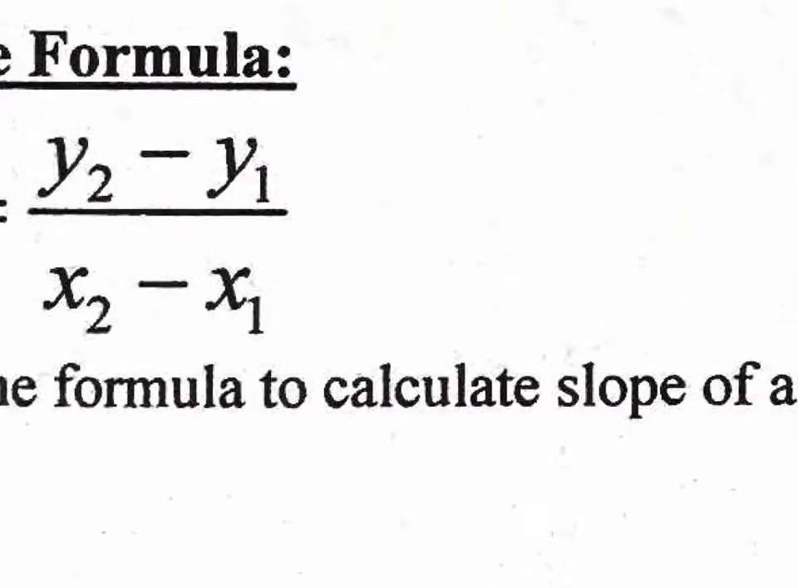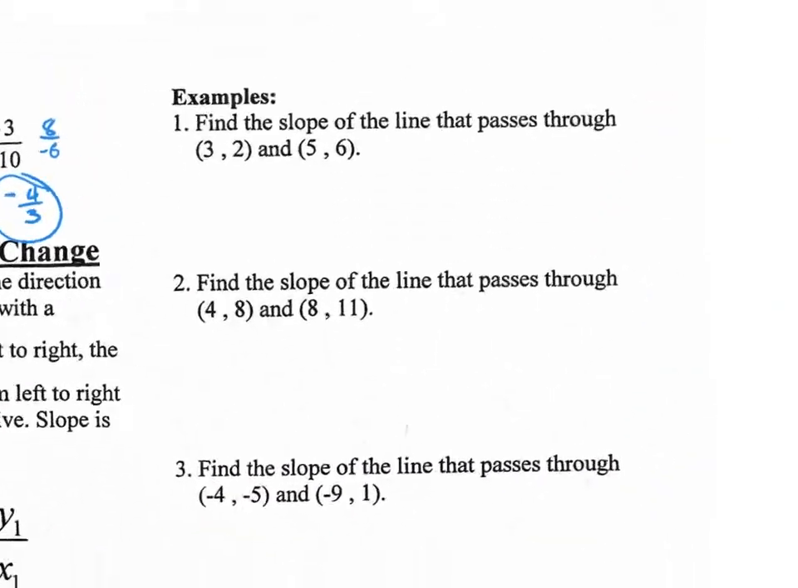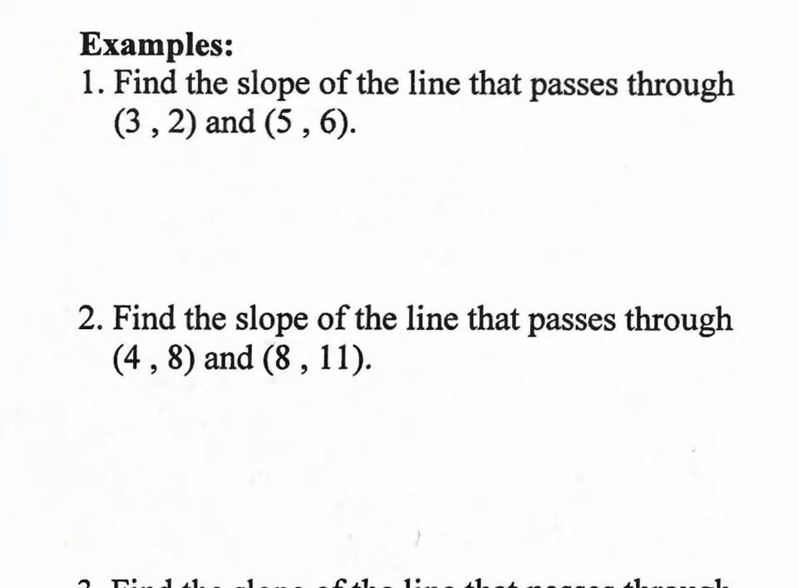So let's go to these problems where I ask you to find the slope of the line that passes through those 2 points, (3, 2) and (5, 6). Now you could, if you wanted to, graph (3, 2) on an xy plane, like go 3 on the x, 2 on the y, and then go to the other point, 5 on the x, 6 on the y, and then calculate that slope, count rise and run. But that's a really bad way to do it, right? It's better to use algebra. It's better to use the slope formula.